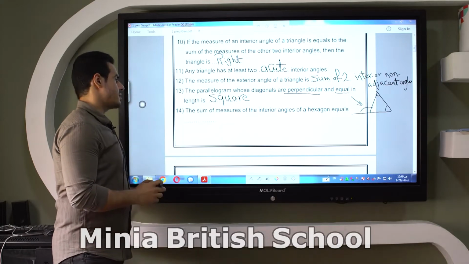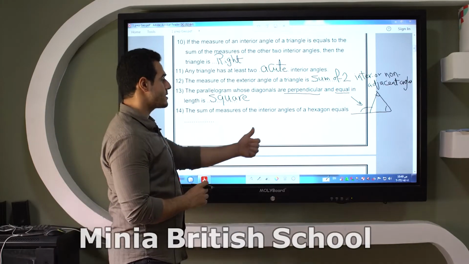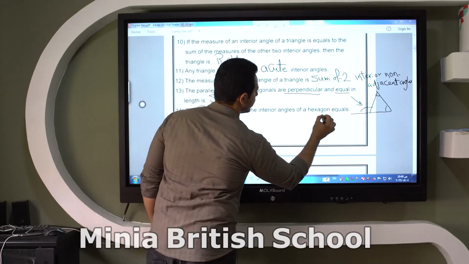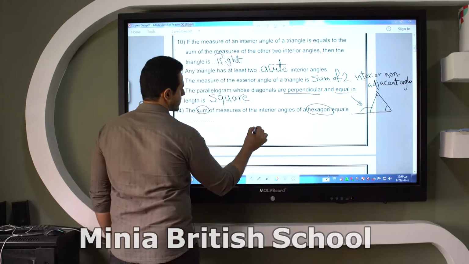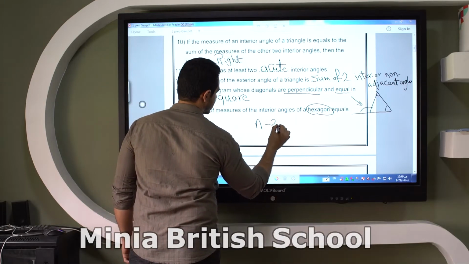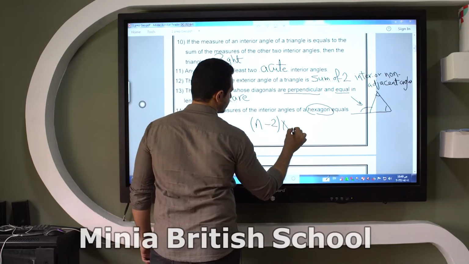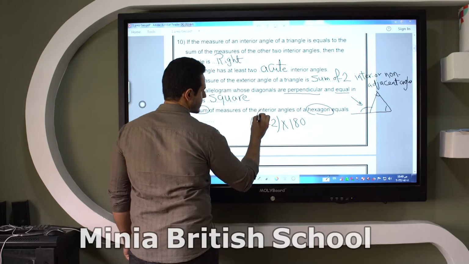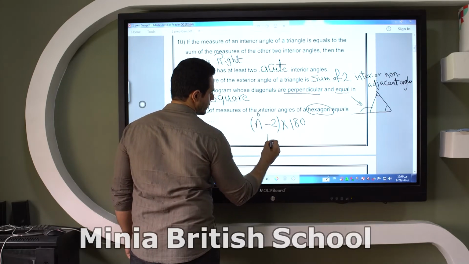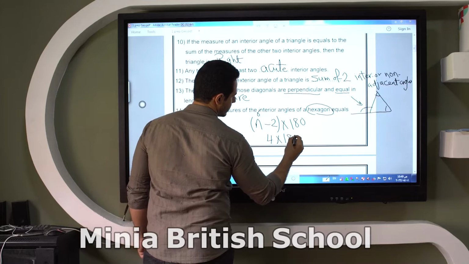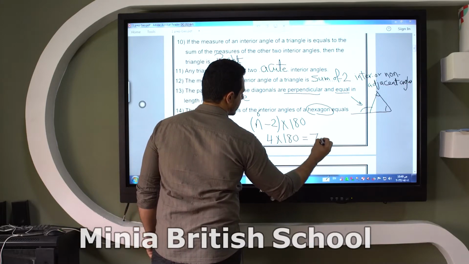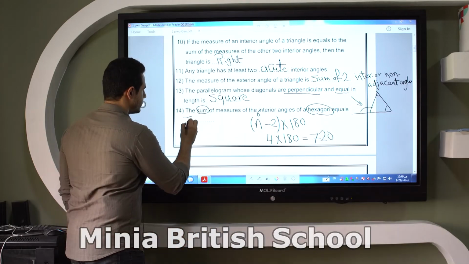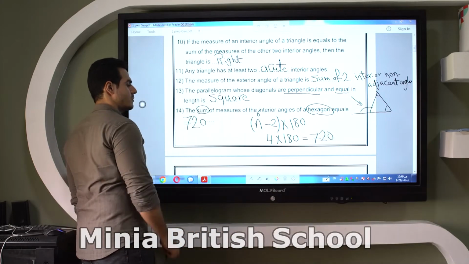Number 14, the sum of the measures of the interior angles of a hexagon equals what? He wants the sum of the interior angles of a hexagon. So let's apply our rule: n minus 2 times 180. So n, the number of sides of a hexagon, is 6. So 6 minus 2 equals 4, times 180 equals 720. Okay.